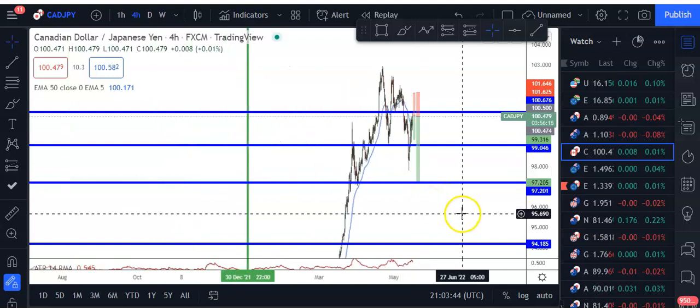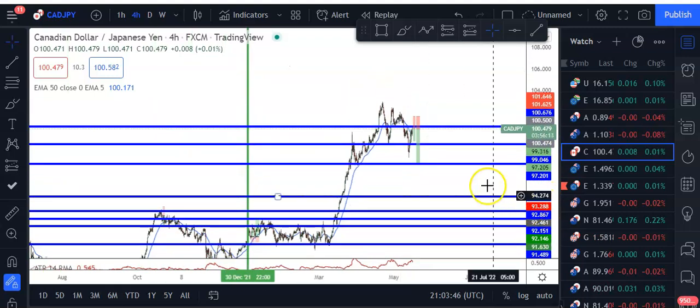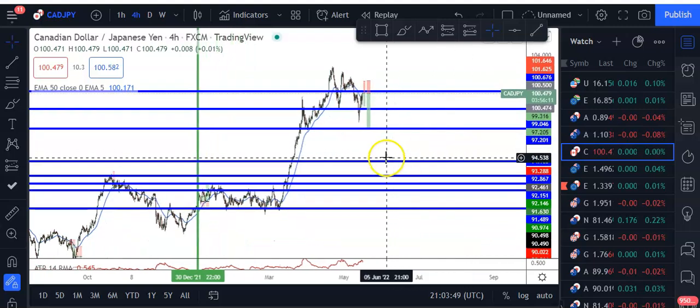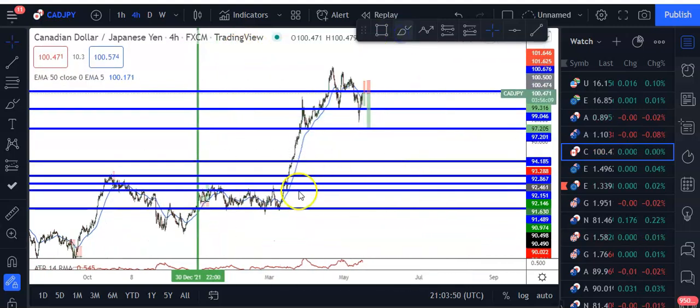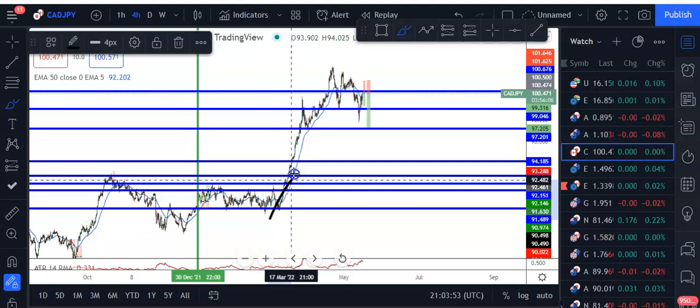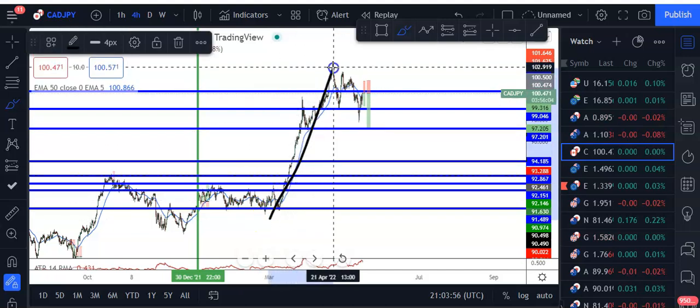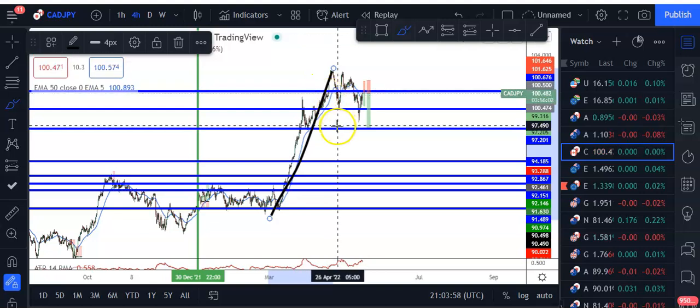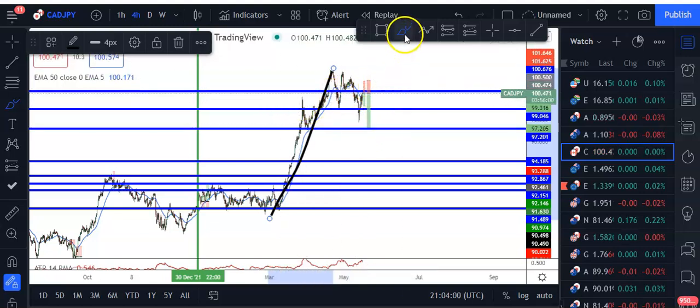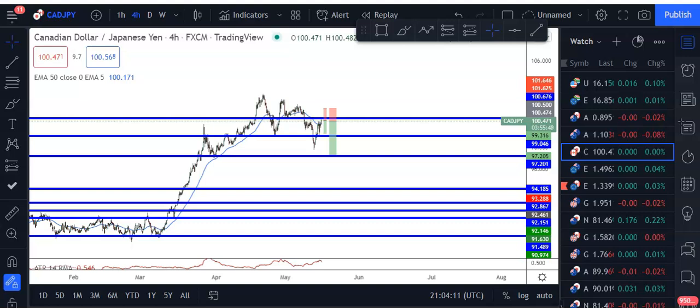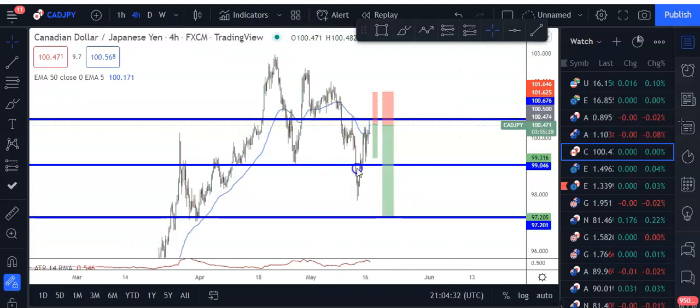Before I zoom in, let's see what the CAD yen has been doing. As you can see, this pair has been in a massive uptrend, and now it has done what I've been discussing earlier. Let me get a pen. If you can look here with me, you can see that the market has been coming all the way up, made a pullback, then went all the way up and made a pullback. Now look at what the market does.